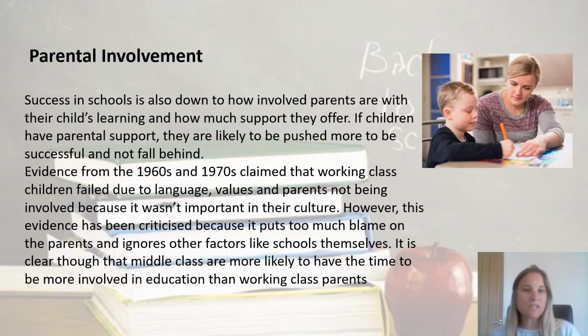And let's look at parental involvement. Success in school is also down to how involved parents are with their child's learning and how much support they offer. If children have parental support, they are likely to be pushed more to be successful and not fall behind. Evidence from the 1960s and 70s claimed that working class children failed due to language and values and parents not being involved because it wasn't important in their culture.